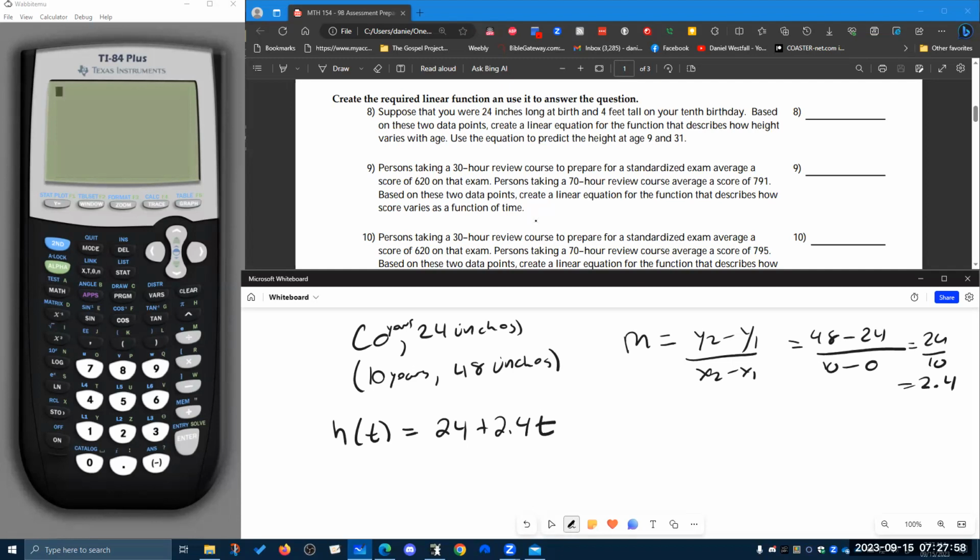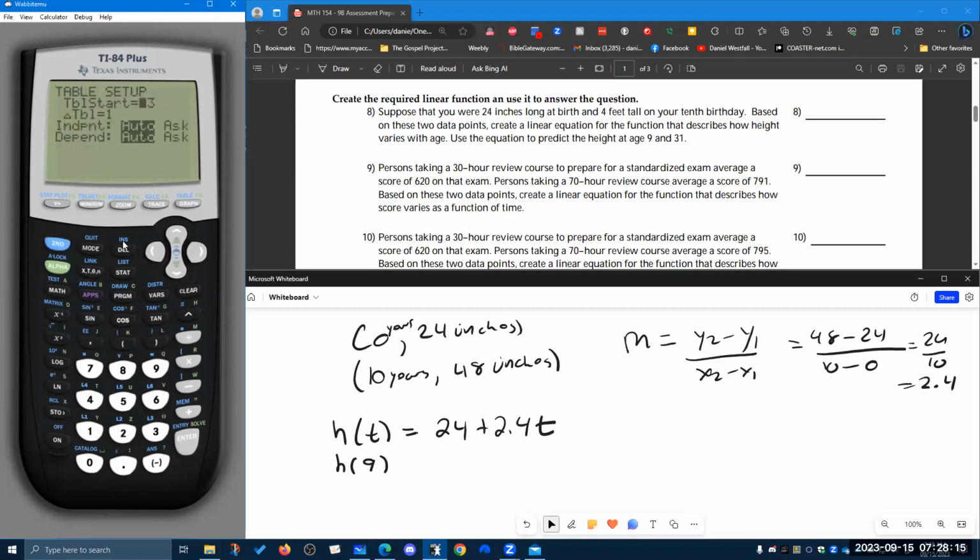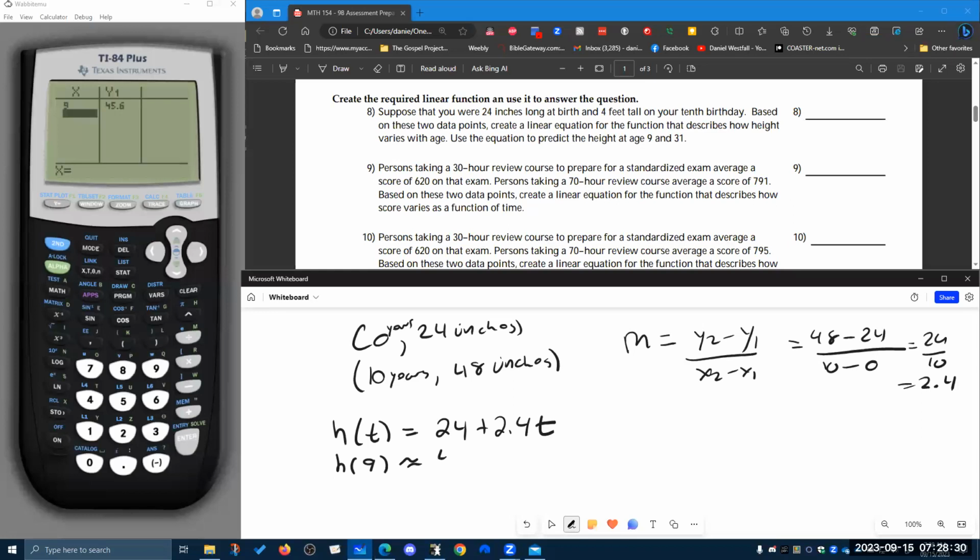Now we're going to use that equation to estimate the height when they're 9 years old. Let's go ahead and stick that into our calculator like we talked about before. 24 plus 2.4x. Second, table settings, I'm going to set my independent variable to ask. And I'm going to go to my table here, and I want to look at when t is 9, and that's going to be about 45.6 inches.